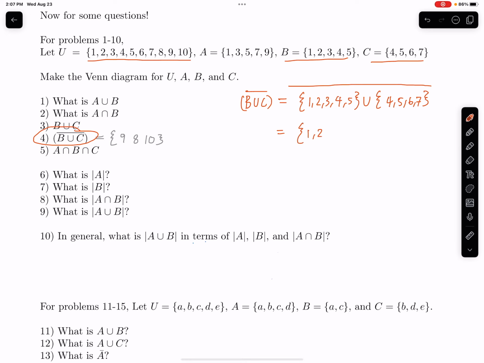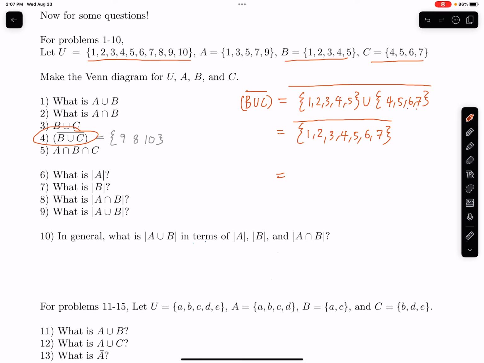I'm going to start by rewriting everything on the left, 1, 2, 3, 4, 5. Tack on anything I didn't already have, which is the 6 and 7. So I just did the union just now, but I have not done the complement yet, so I should remain with that complement over the intermediate step I just drew. Now I take the complement.